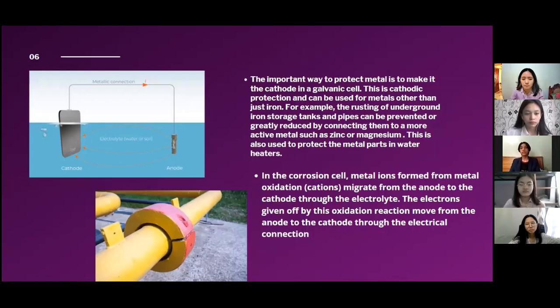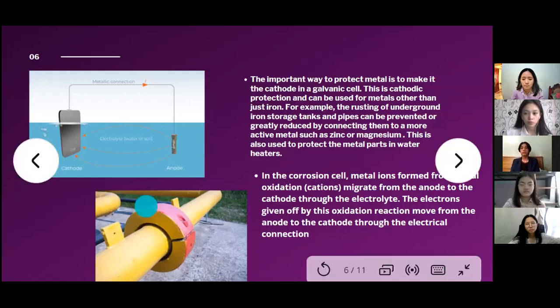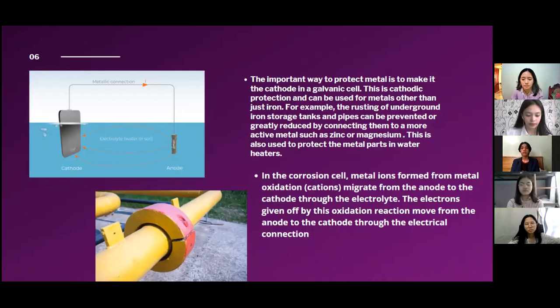In the corrosion cell, metal ions formed from metal oxidation, cations, migrate from the anode to the cathode through the electrolyte. The electrons given off by this oxidation reaction move from the anode to the cathode through the electrical connection.